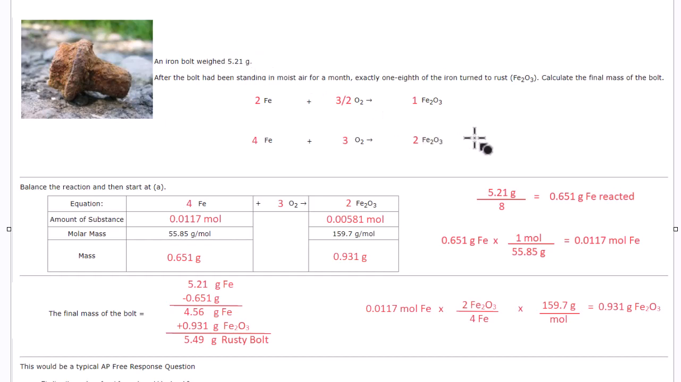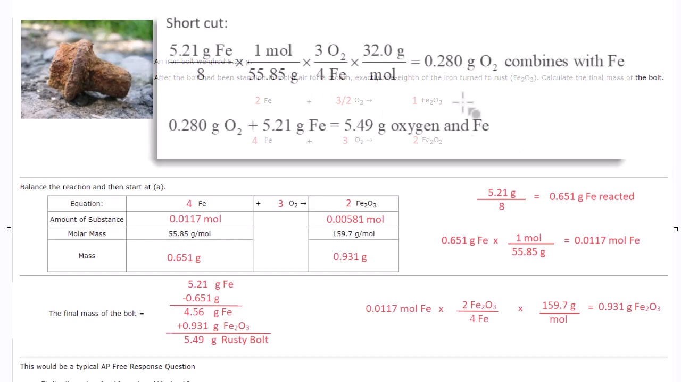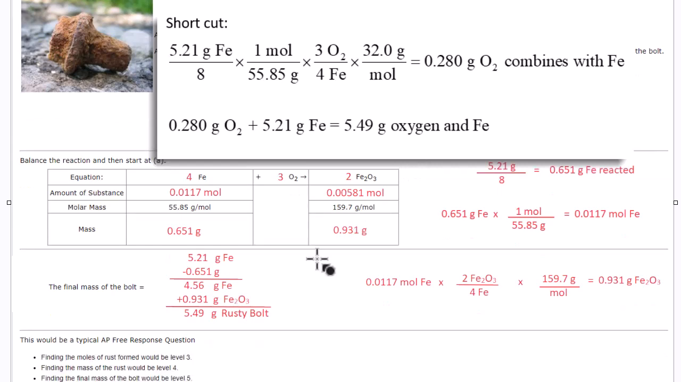Now, there's a faster way of doing this. If you're a really clever student, you could figure out, oh, it's just adding a little bit of oxygen. All I've got to figure out is how much oxygen is being used, and that would end up helping you find the total mass. Like I say, there's a shortcut, and if you're sharp enough to use it, it would certainly be given 100% credit by a grader. In fact, they might be impressed.